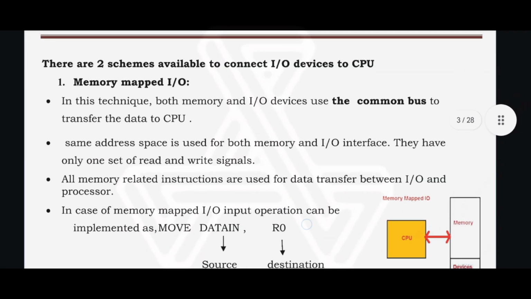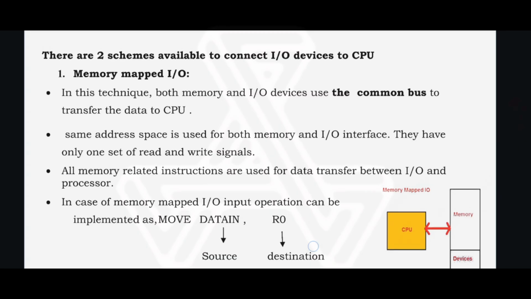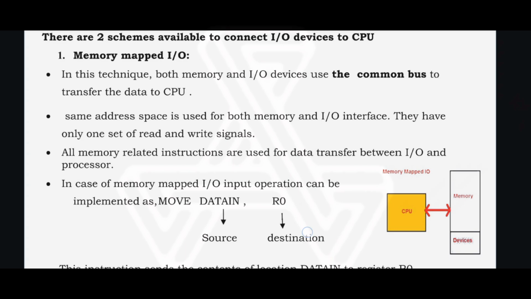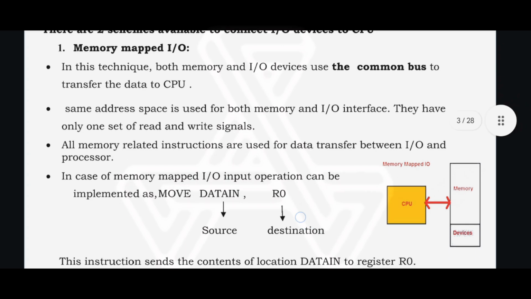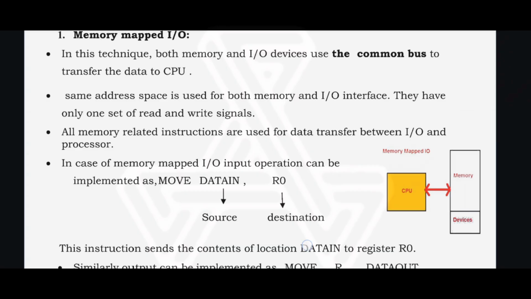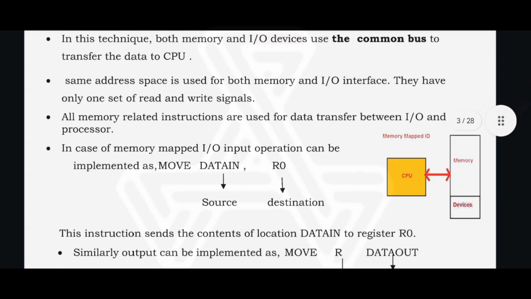There are two schemes available to connect I/O devices to the CPU. Memory mapped I/O. In this technique, both memory and I/O devices use the common bus to transfer the data to the CPU. The same address space is used for both memory and I/O interface. They have only one set of data, read and write signals. All memory related instructions are used for data transfer between I/O and the processor, CPU, memory devices.